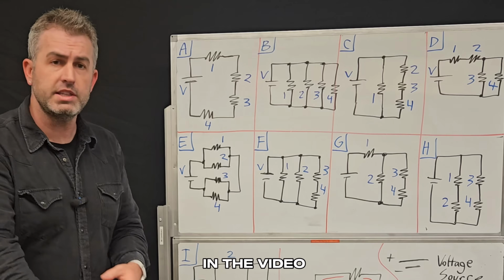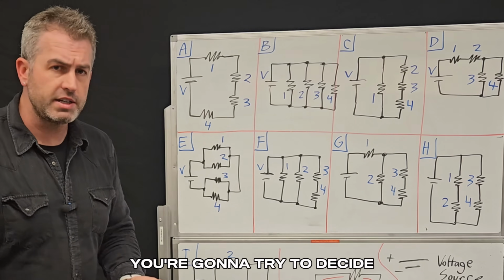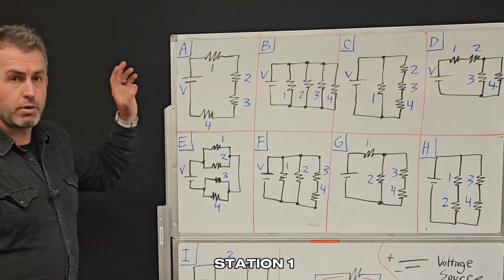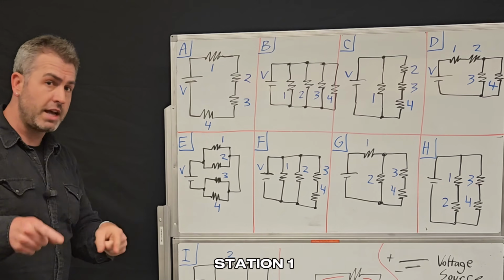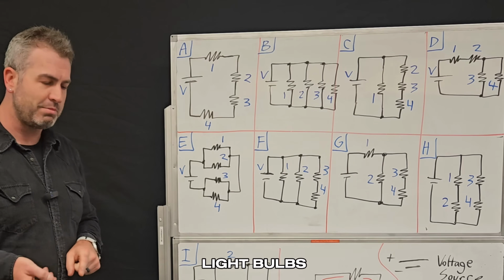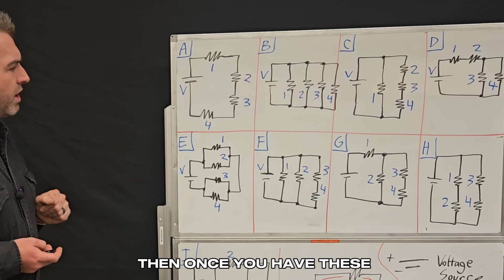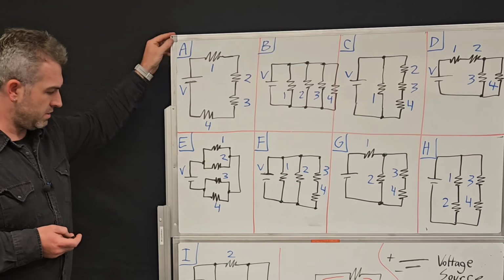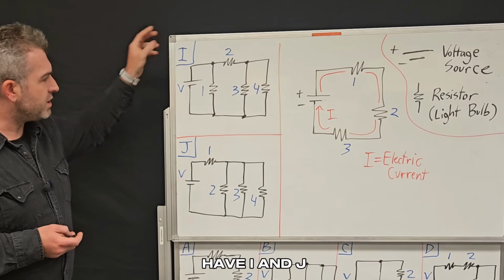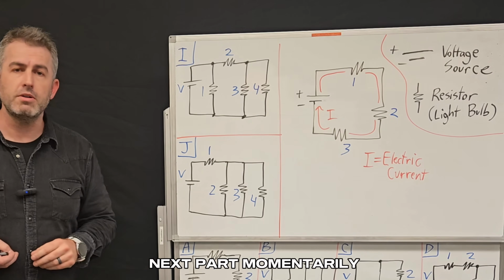So for example, if I do station 1 first, when you see me do this in the video, you're going to try to decide which letter represents the schematic diagram that matches station 1 based on what happens when I unscrew the light bulbs. So take a moment to jot these down, and make sure you also have I and J, and I'll start the next part momentarily.